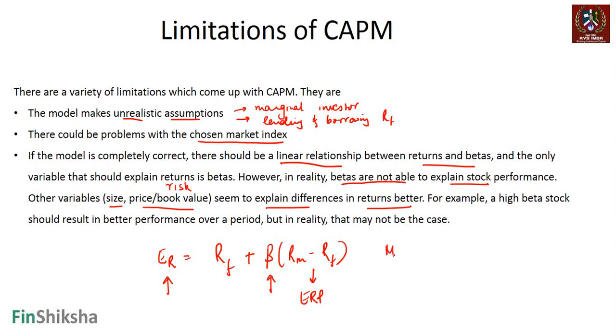Now, what are high beta stocks? Metal companies, the likes of Tata Steel and Hindalco, will have a high beta. Even real estate companies, the likes of DLF, will have high betas. It is expected that these companies will perform better over a period of time, but history does not seem to suggest so. So while CAPM is a simplistic model and we use it, it is always useful to be aware of the issues that CAPM faces in real life.